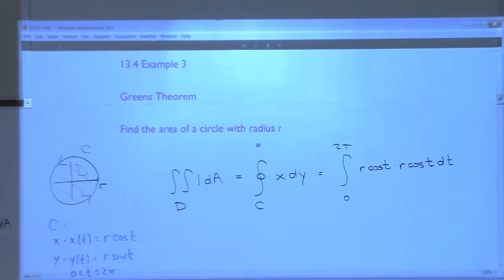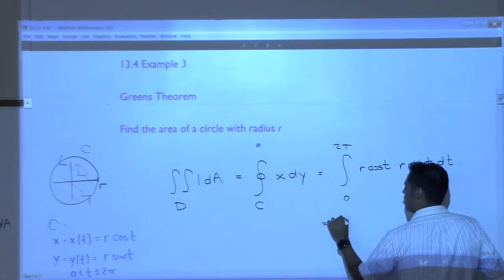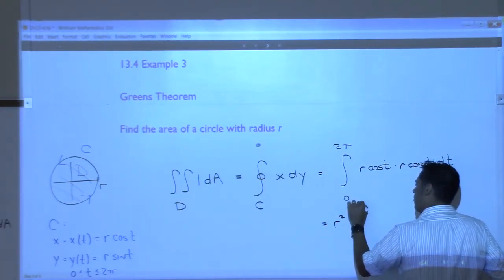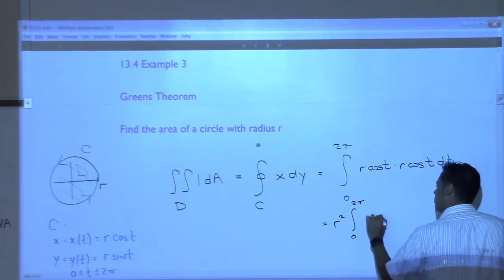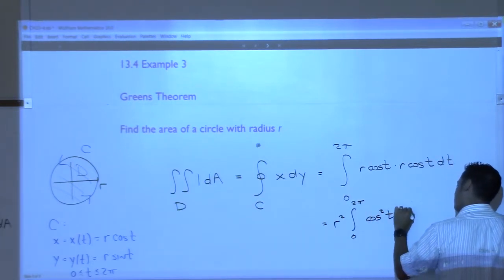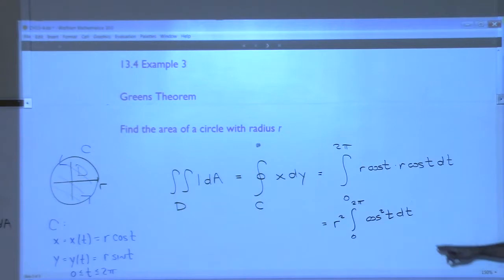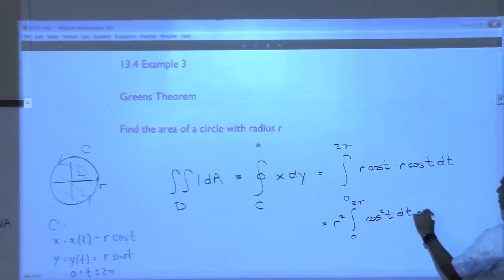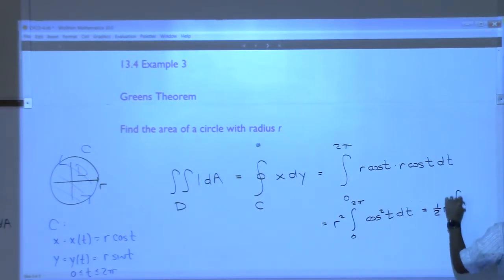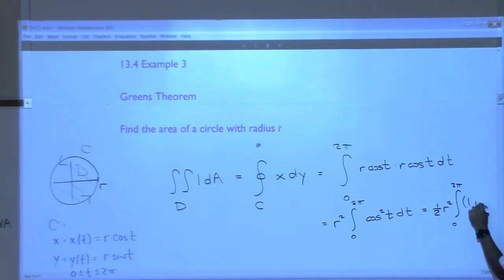Now r is a constant, right? So I'm going to pull the r out. I'll have r squared, integral 0 to 2 pi, of cosine squared t dt. And to do that, we would power reduce, right? Use our power reducing formula. So I'm going to pull a 1/2 out of everything. R squared integral 0 to 2 pi. That becomes 1 plus cosine 2t. You understand what I'm doing there?